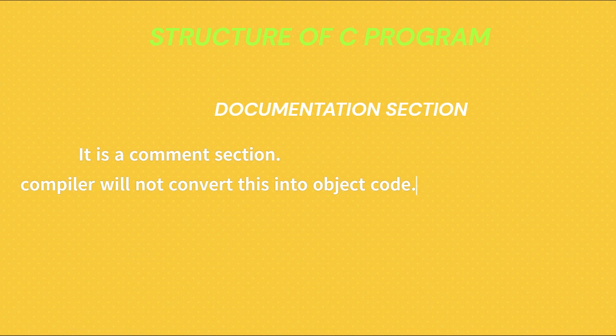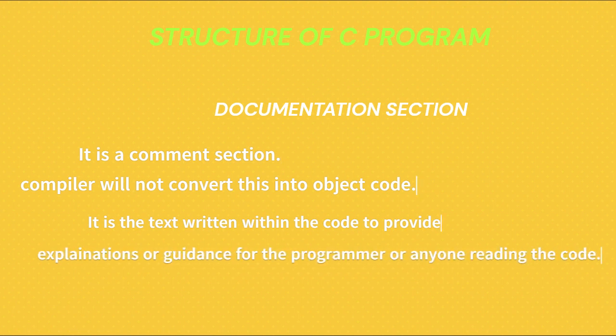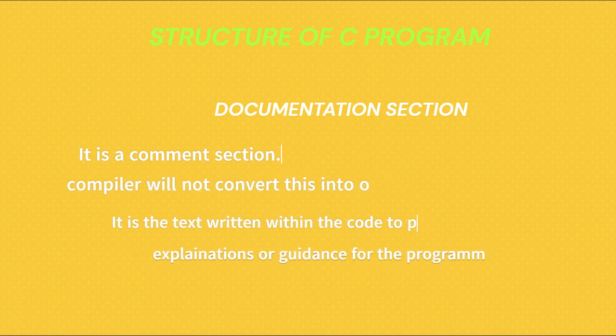So, what is the reason for writing this? It is text written within the code to provide explanations or to guide the programmer or anyone else who is reading the code. If we are the one who developed that code, we can include the time, date, a little description about the code, and a few other things like developer name and so on. It will help us or anyone else who is reading the code again in the future to understand.